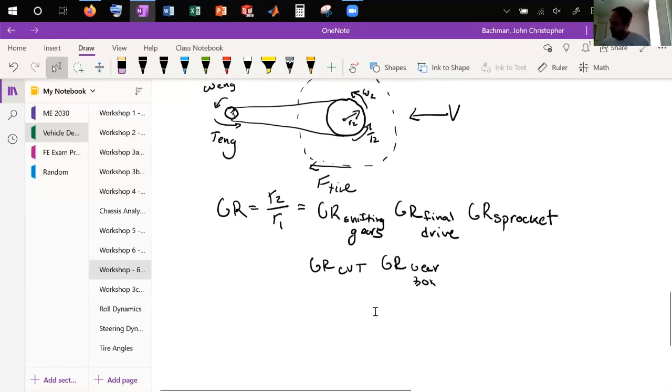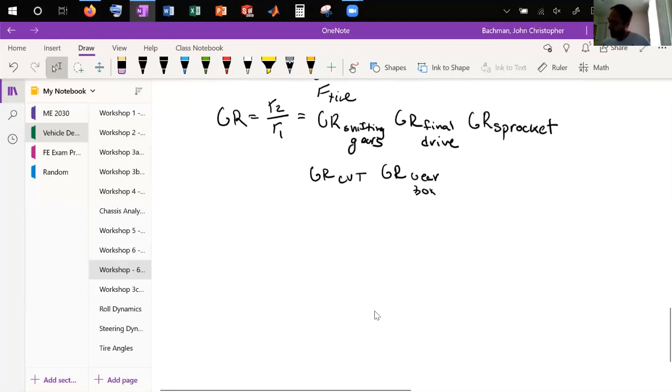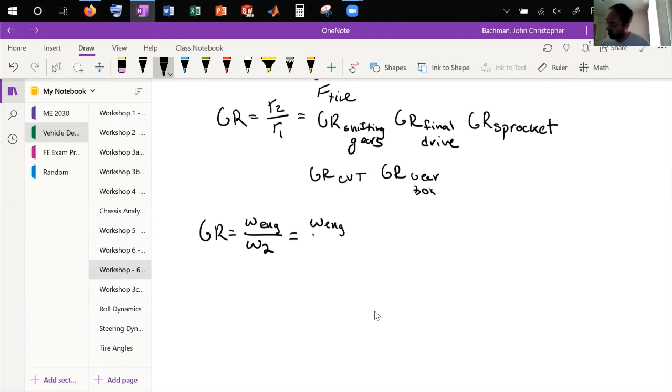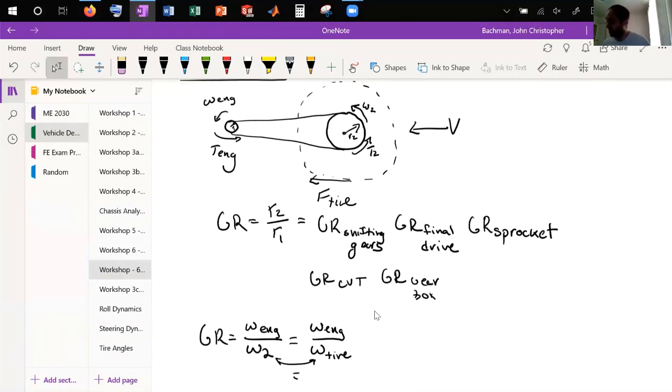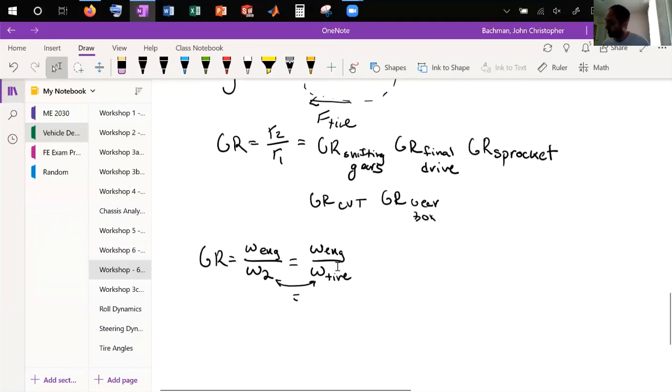But we also know the gear ratio, in our case, because I just simplified it and don't want to deal with a bunch of different radii, is related to how much faster the engine spins over how fast omega 2 spins. It also relates how fast the engine spins to omega of our tire, right? And that's because these things are equal. I basically drew them in a case where this sprocket is mechanically linked to our tire, so it rotates at the same rate.